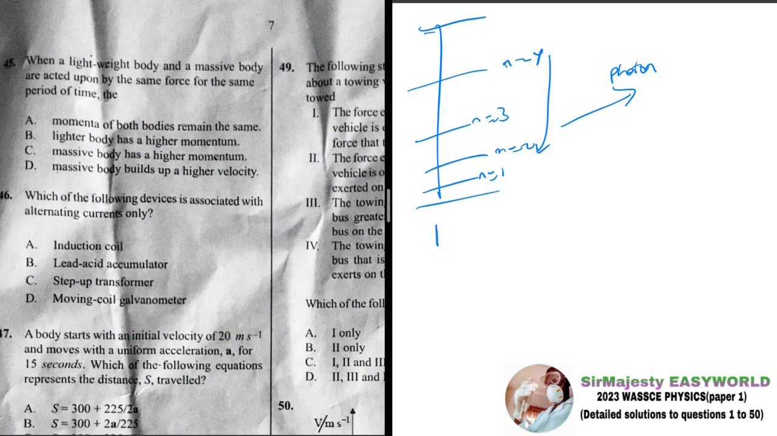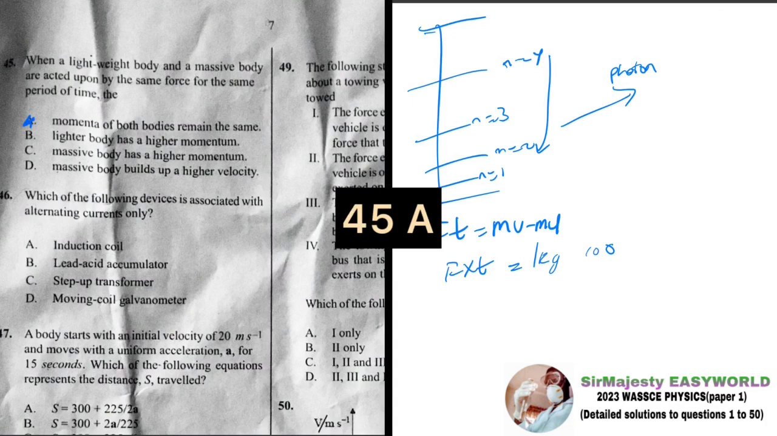We all know that, according to Newton's second law of motion, Ft is equal to mv minus mu. So the change in momentum of each body is the same thing as force times time. And both bodies were acted upon by the same force for the same period of time. So whether one was 1 kilogram and the other was about 1,000,000 kilograms, both of them still had the same momentum due to the fact that they were acted upon by the same force at the same time. So the correct answer to this question is A.